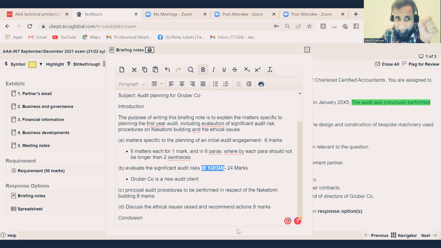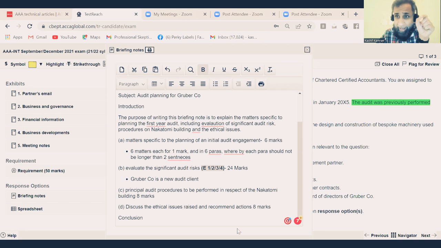Have we already read the first exhibit, which was a partner email? And what important thing did we get to know from a partner email? It's a new audit client. That is the only information. But is a new audit client an audit risk? So we got to know it's a new audit client from the first exhibit, the partner email.